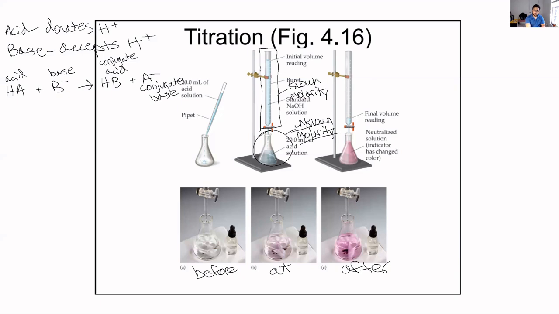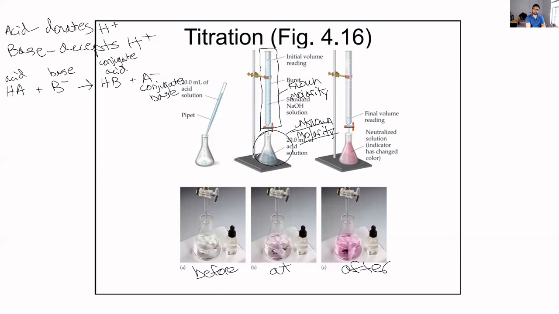So you're slowly going to be dripping the known molarity solution into the unknown molarity solution until you reach that equivalence point. Then you're going to record the volume of the known molarity solution that it took to reach that point. One solution has to be an acid, one solution has to be a base, but it doesn't really matter which one is which. But the unknown solution will always go on the bottom.